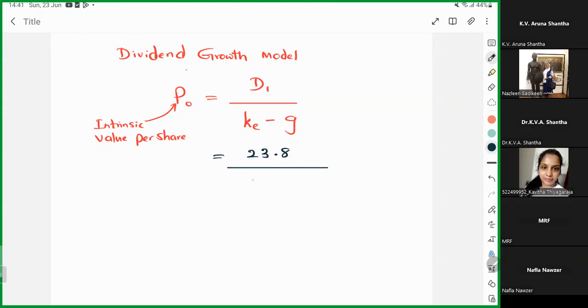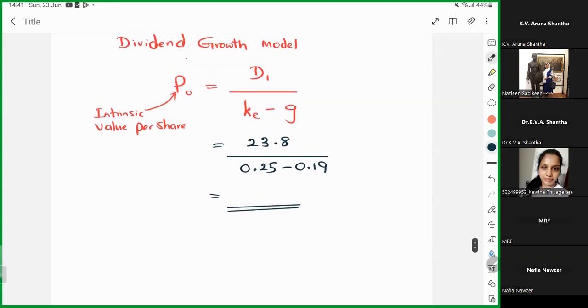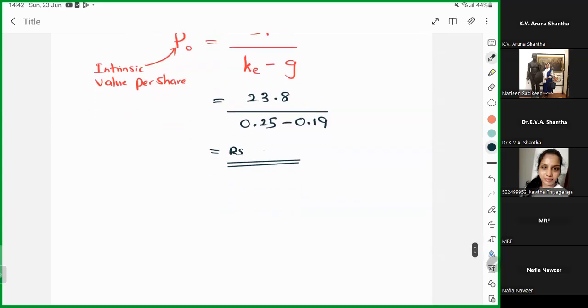Assume investors require a rate of return of 25%, 0.25. Growth rate 19%. Then how much is the value per share? 23.8 divided by 0.25 minus 0.19. How much? How much, rupees? 396.67.